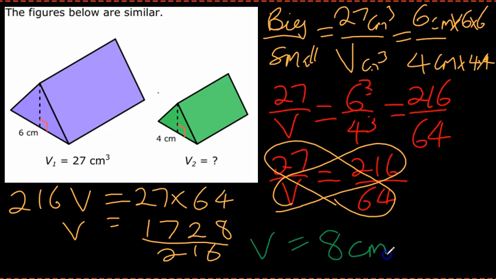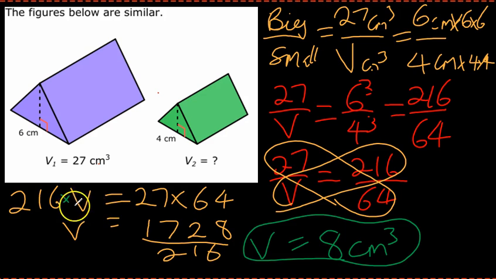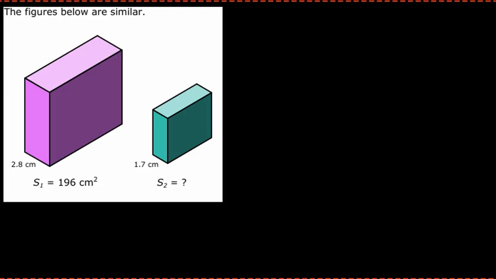Now, it is 8 cubic. Remember, it is volume, so you need to keep the cubic units. Again, remember that this is this times that, so we multiply these two and get this, and then we divide by this. Hope you remember that. Let's look at another one.